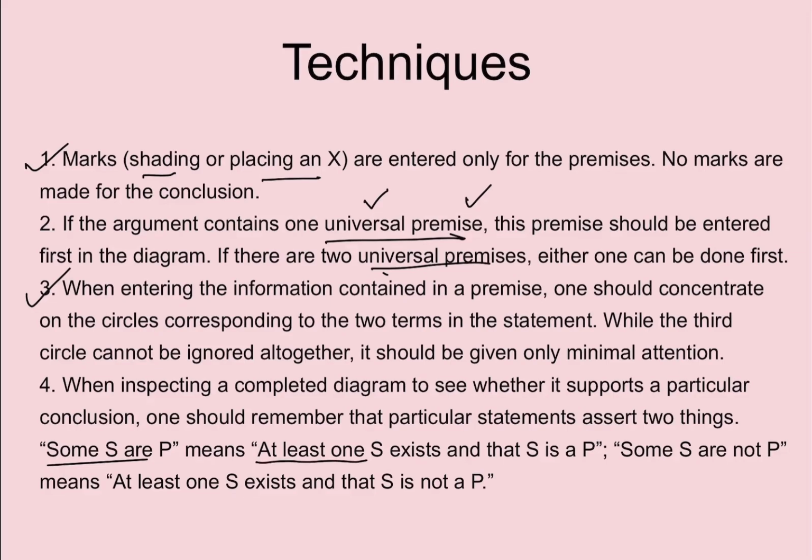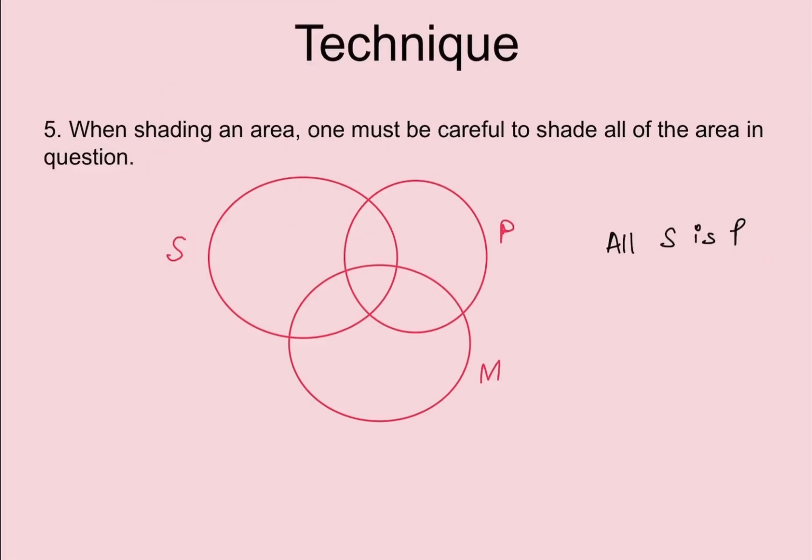It means that at least one S exists. इसीलिए हम लोग x use करते हैं. Same goes with some S are not P, meaning at least one S exists and S is not a P. So this is the meaning. Now the important thing when shading an area: one must be careful to shade all of the area in question.